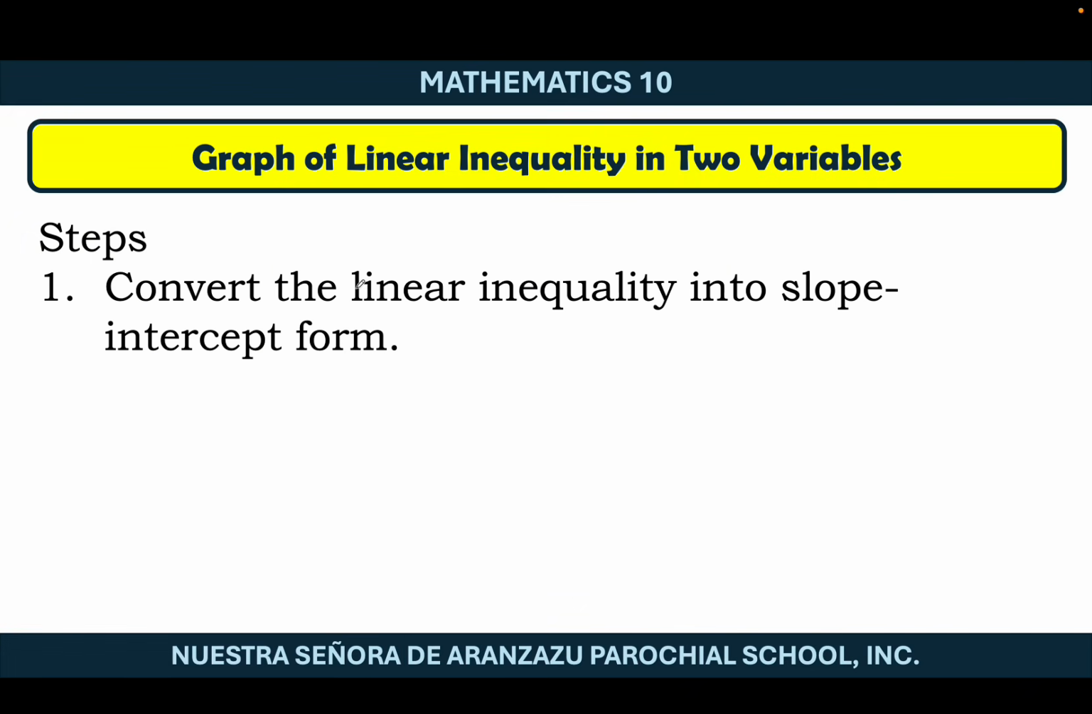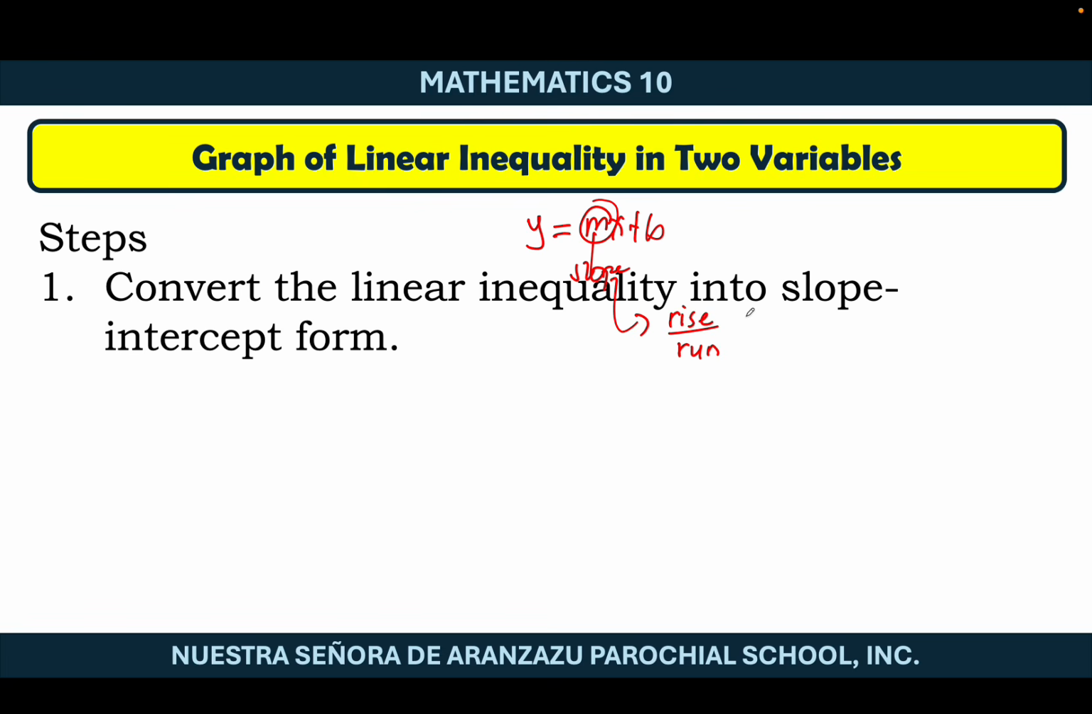These are the steps in graphing the linear inequality in two variables. Step 1, convert the linear inequality into the slope-intercept form. What is the slope-intercept form? It is written as y equals mx plus b, wherein m represents the slope. The slope measures the steepness of a line, or what we call rise over run.